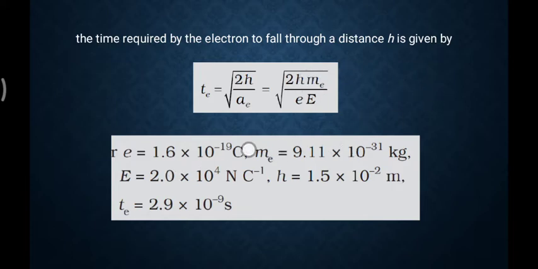The respective numbers, e you know, h you know, m_e you know. m_e is the mass of the electron, 9.1 × 10^-31 kilogram. The electric field is given here. Then you will be able to find the answer: t_e, the time taken by the electron to travel the 1.5 centimeter distance, is about 10^-9 second. It means a few nanoseconds, 2.9 nanoseconds I can say.